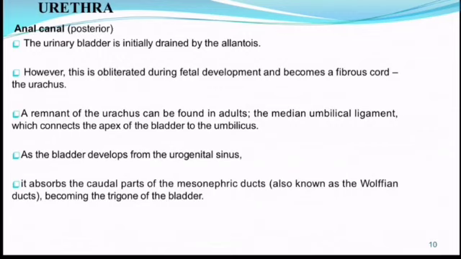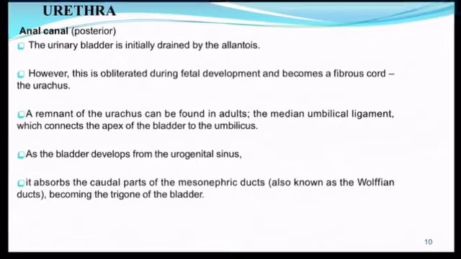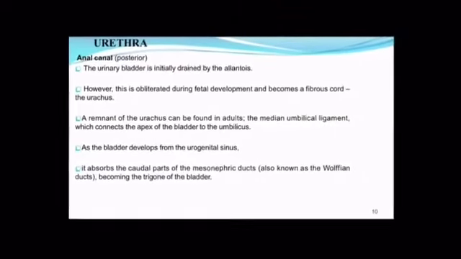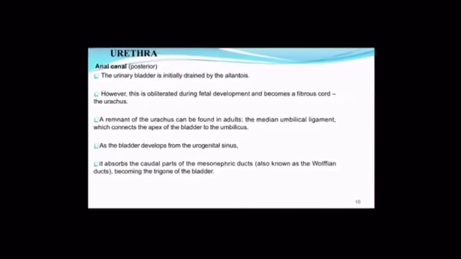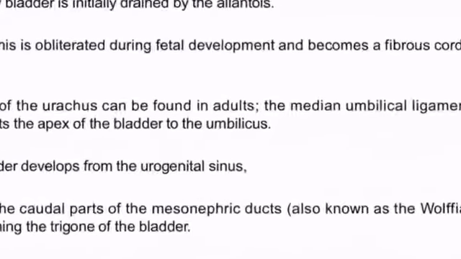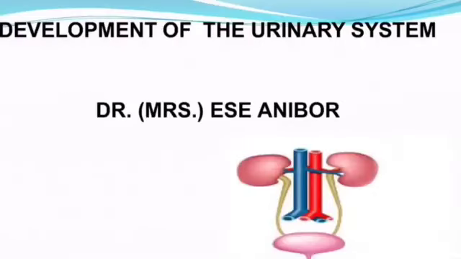Then, as the bladder develops from the urogenital sinus, it absorbs the caudal parts of the mesonephric duct, also known as the Wolffian duct, as I said earlier, becoming the trigone of the bladder. Yes, this is all we should know about the development of the urinary system.